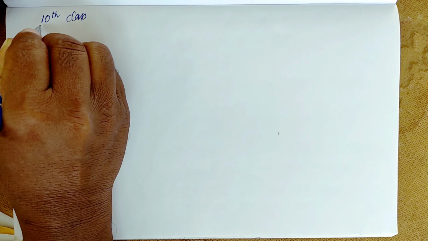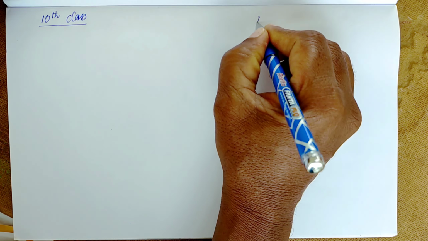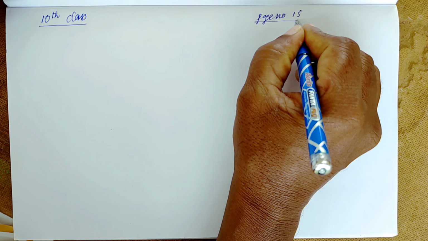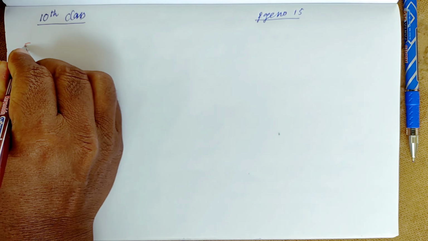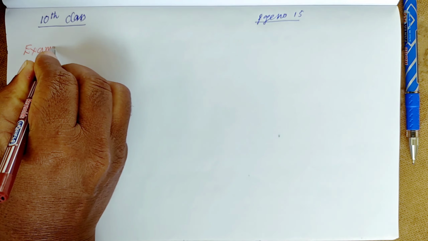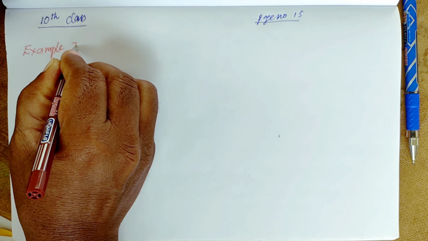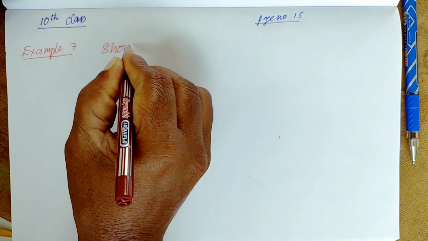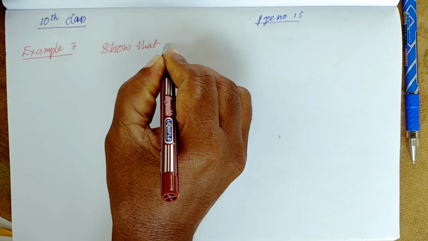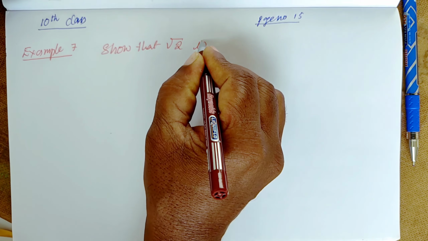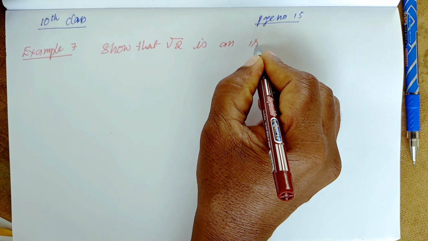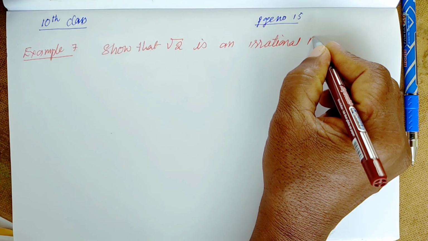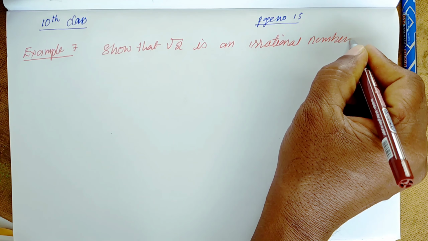10th class, page number 15, example 7. Show that root 2 is an irrational number.